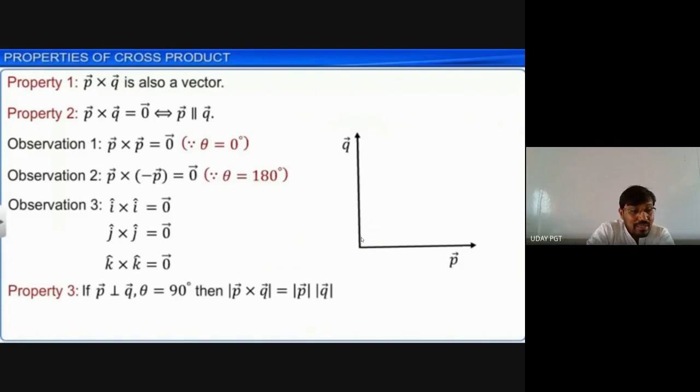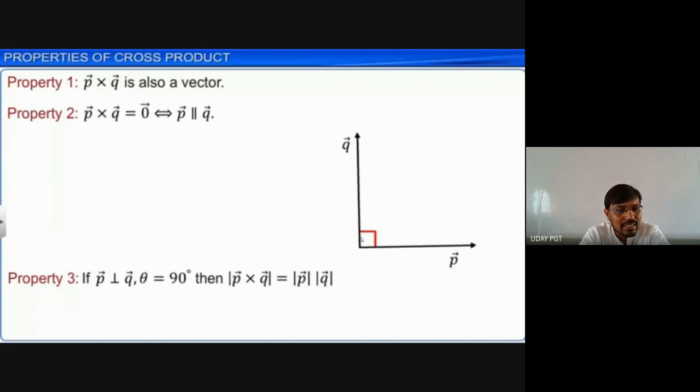But in case of the cross product, if you consider I cross I, the value is a zero vector. I dot J is a 0 scalar. Here I cross I, the unit vector, is equal to the null vector. J cross J is a null vector. K cross K is a null vector.